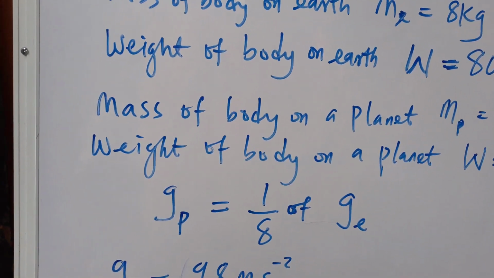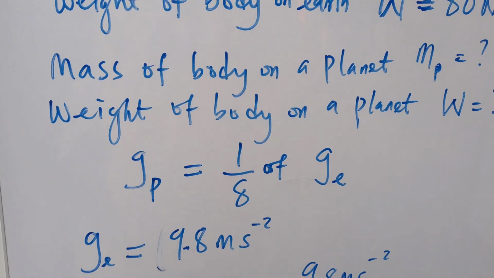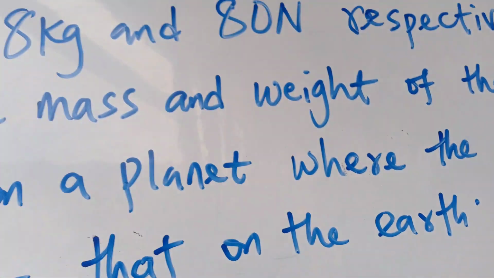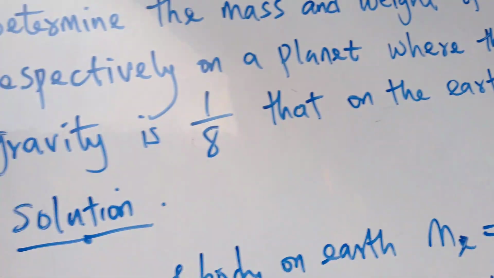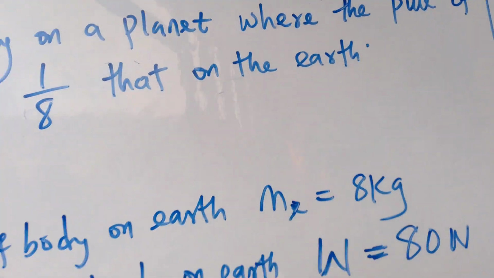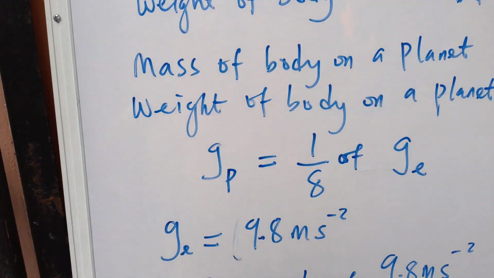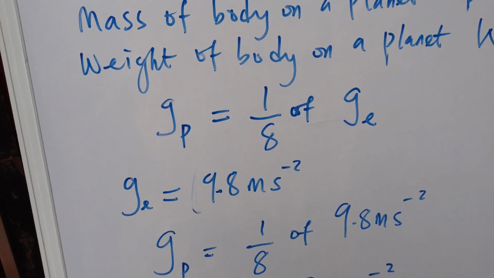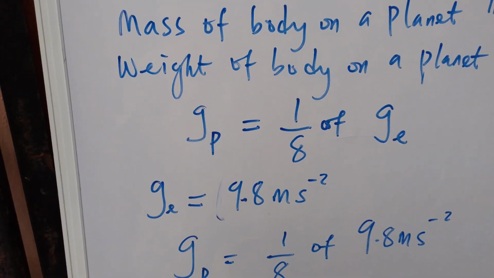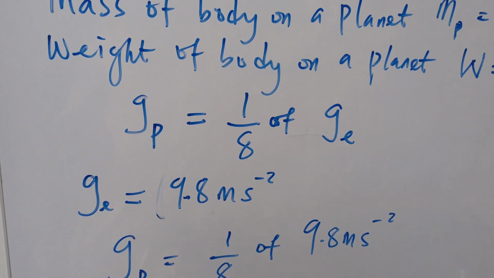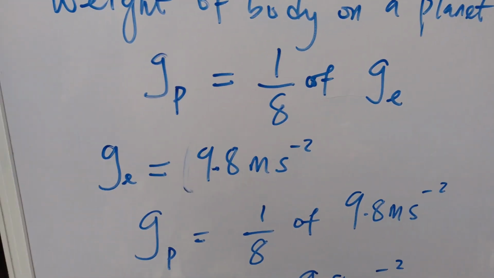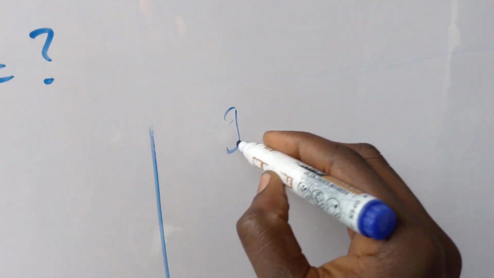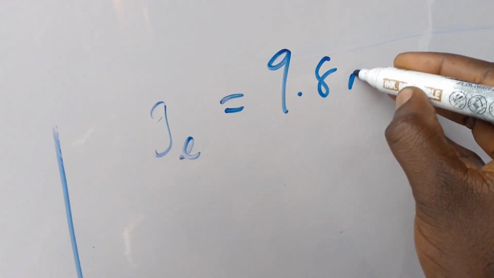And it was told us that the pull of gravity on the planet is 1/8 the pull of gravity on the Earth. So it then means that GP is 1/8 of GE, and that GE will be equals to 9.8. Now we know the acceleration due to gravity on the Earth's surface is 9.8 meters per second square.